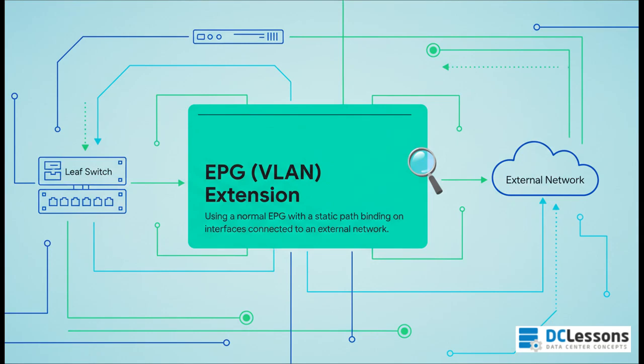Well, you take a regular EPG you've already got, let's say it's for your web servers. Then you go in and create what's called a static path binding. This binding is you telling ACI, hey, map this EPG and its VLAN to this specific physical port on this leaf switch, the one that's plugged into your old network. As far as ACI is concerned, that whole external network is just another place where endpoints for that same EPG happen to be hanging out.